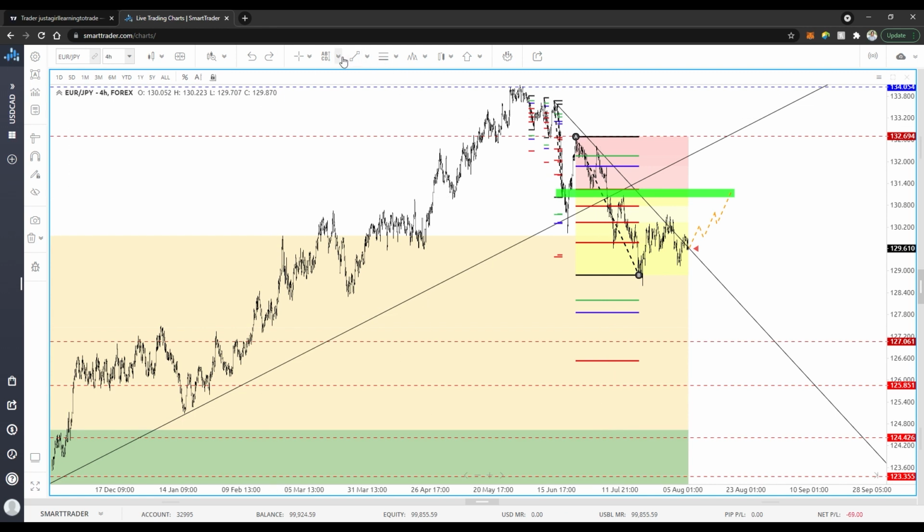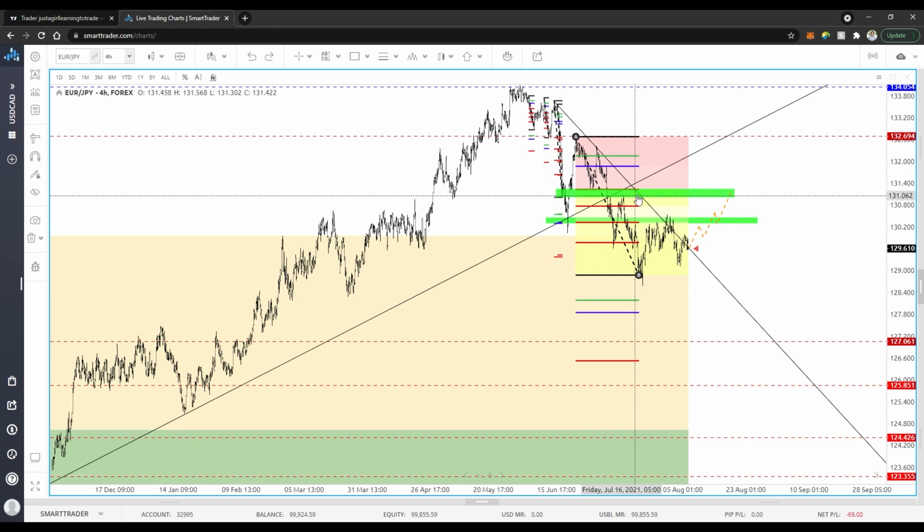Let me draw another rectangle. So this is the 38.2. And you see that it came here and it could react and take it all the way to 126, this extension here, right? Or we can see it continue to push higher and then make a continuation to the downside if it respects this level here.